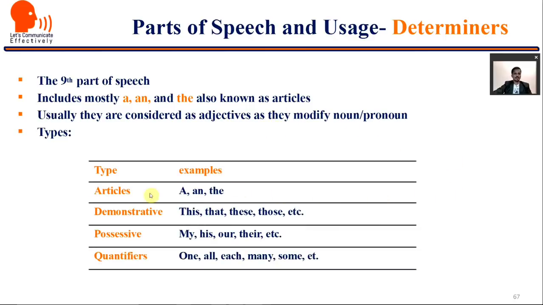The types, look at these now. The determiners: articles, demonstrative, possessive and quantifiers. Articles: a and the. Demonstrative determiners, which demonstrate: this, that, these, those. Possessive: my, his, our, their. Quantifiers: one, all, each, many and some.